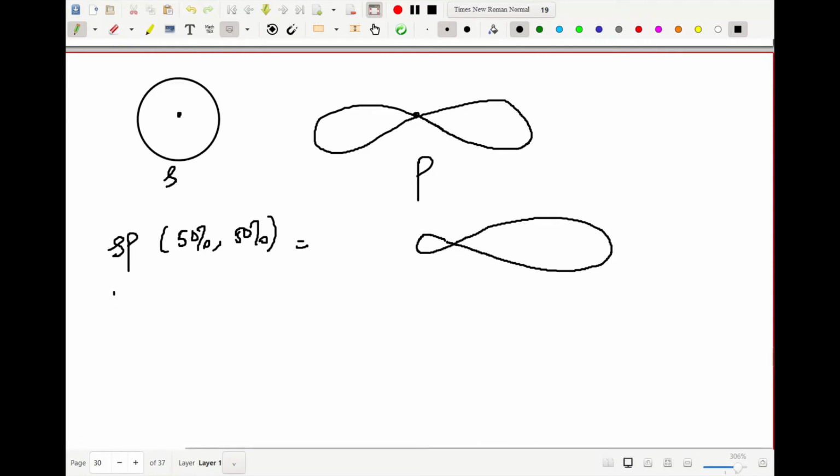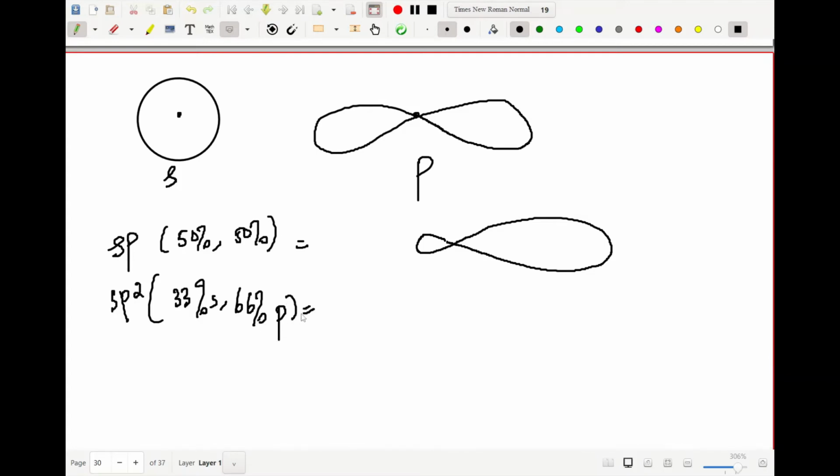In case of sp2, we have 33% s character and 66% p character, which means our hybridized orbital is going to be somewhat longer and maybe a little less fat. So it's going to be something like this.